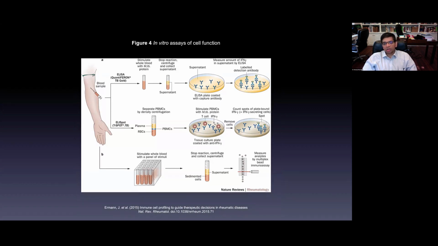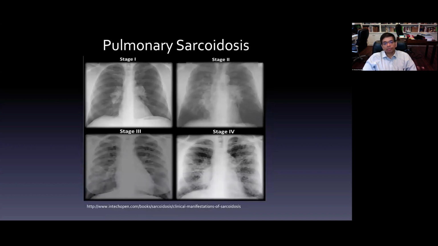This is an explanation of how the QuantiFERON testing works. We don't have to go through all this. You all probably know, but we're basically looking at the interferon gamma that's released by inflammatory cells from the affected patient when exposed to the MTB protein. The amount of interferon produced is quantified, and the response to a mitogen versus the nil response tells us the likelihood that the patient has been exposed to TB.